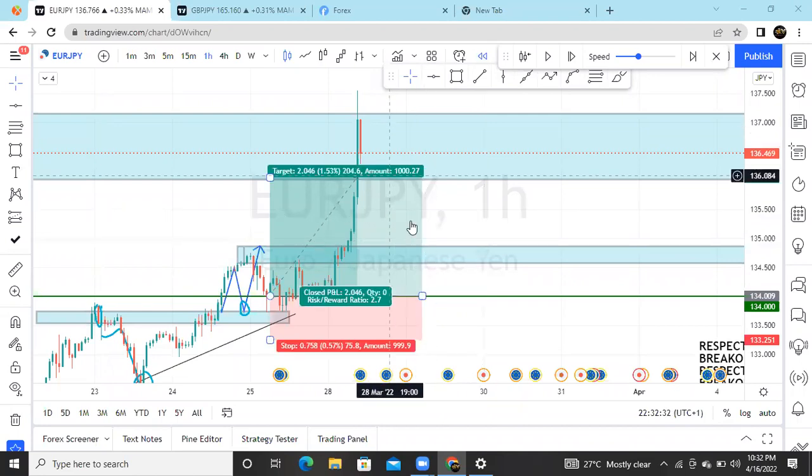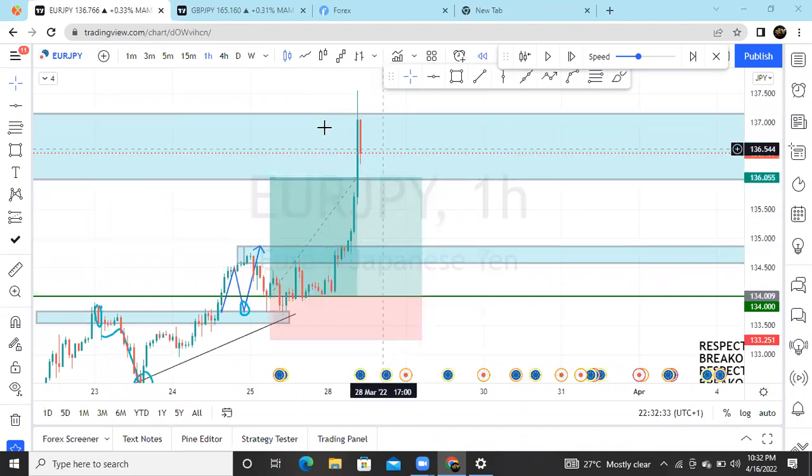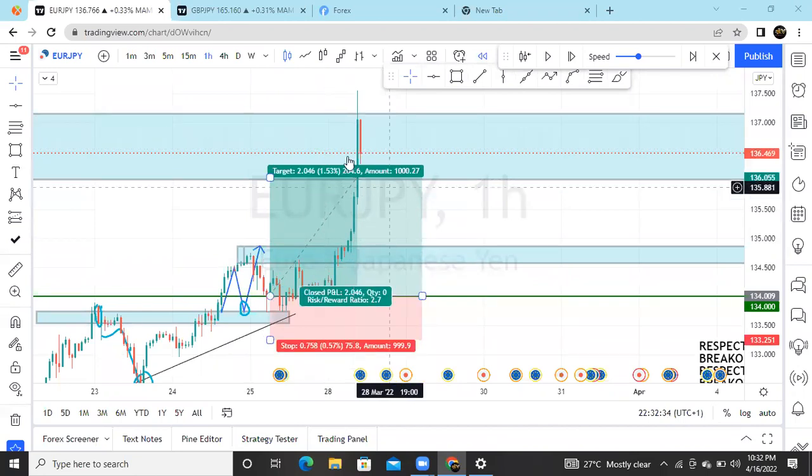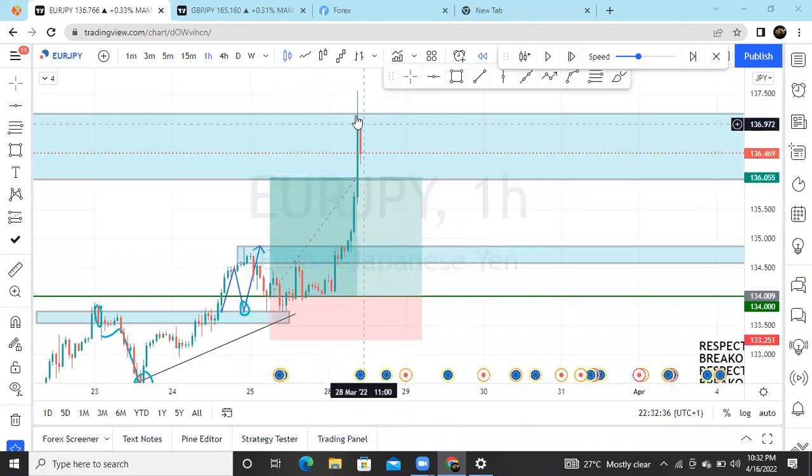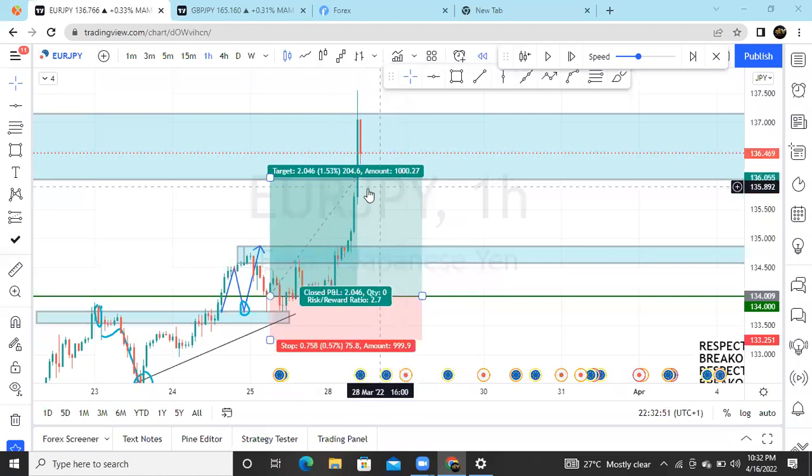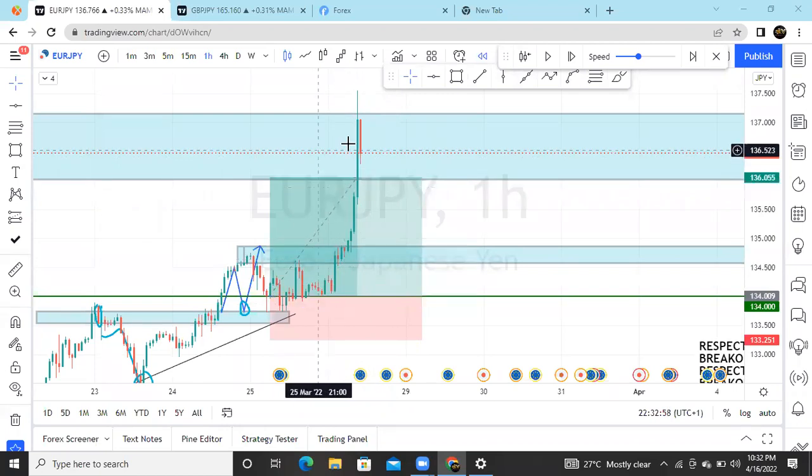All right. So now, like I was saying, anywhere inside this area can be our take profit. And you can see that immediately it went outside this area, it came right back down. So at this instance, 204 pips is more than enough for me. So what am I actually looking for inside here?